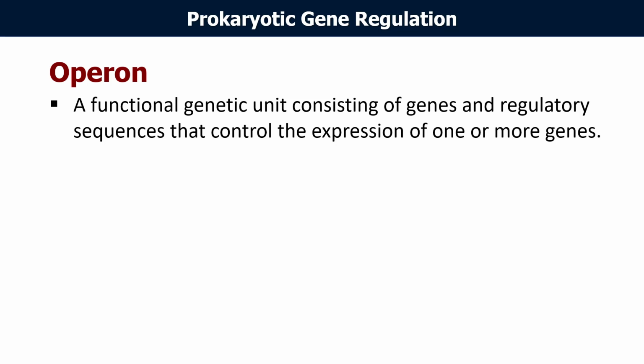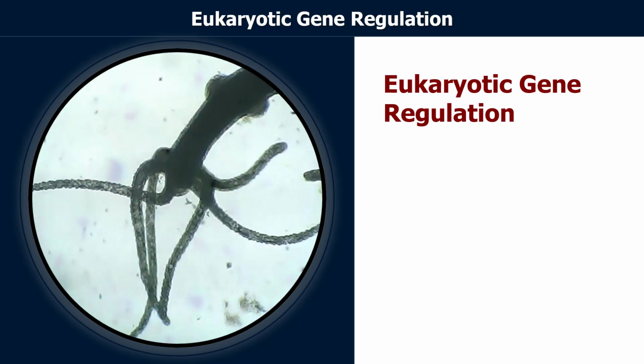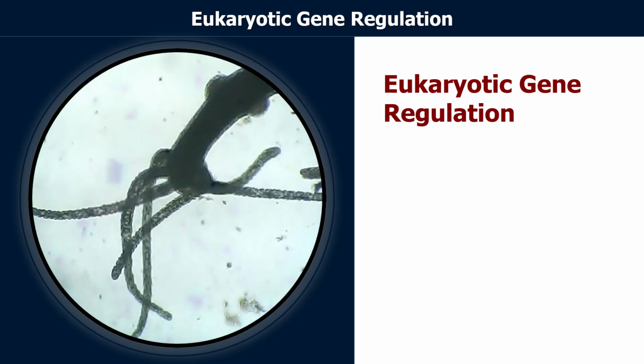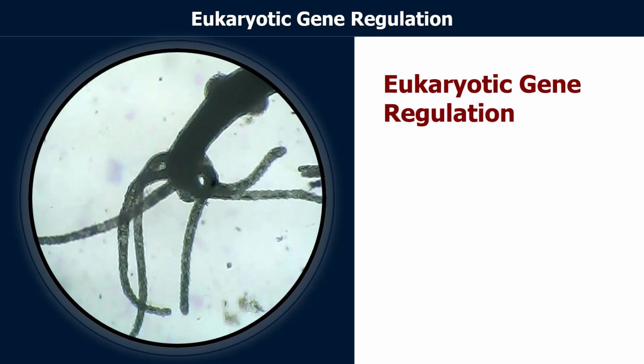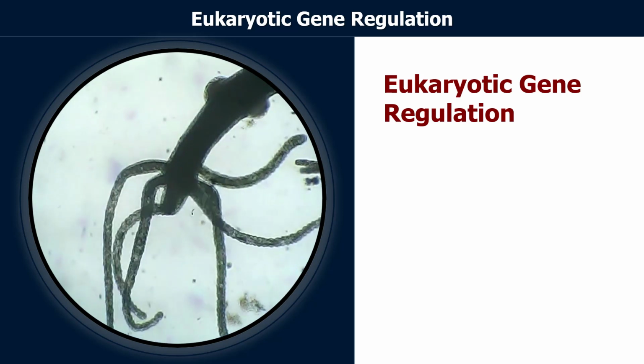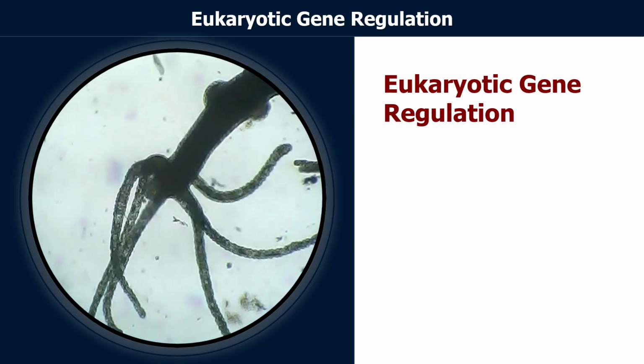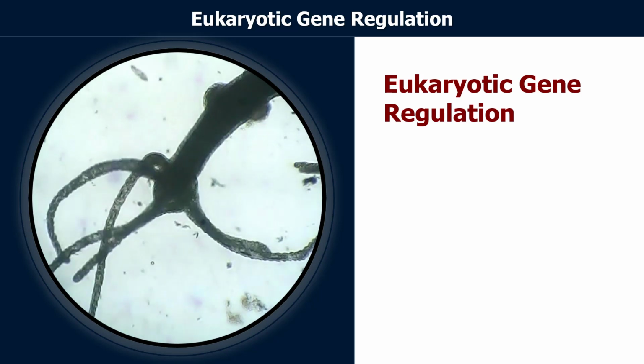If you recall, an operon is a functional genetic unit consisting of genes and regulatory sequences that control the expression of one or more genes. And if you recall from our video, we talked a little bit about the lac operon. As we begin to think about eukaryotic gene regulation, however, it's more complicated. There's a lot more steps involved, which also gives us a lot more places to perform the regulation, so they can be more highly regulated because it's a more complicated process to begin with.